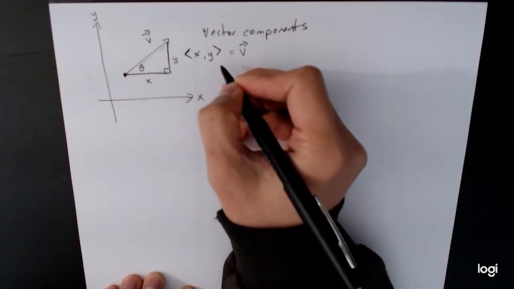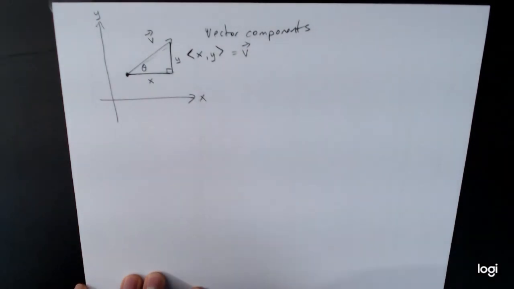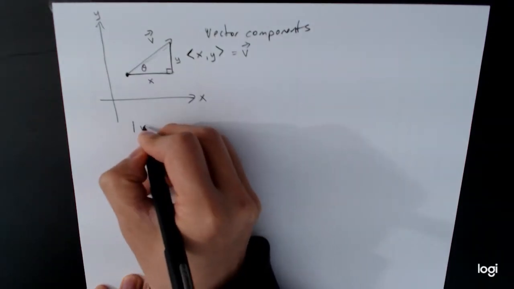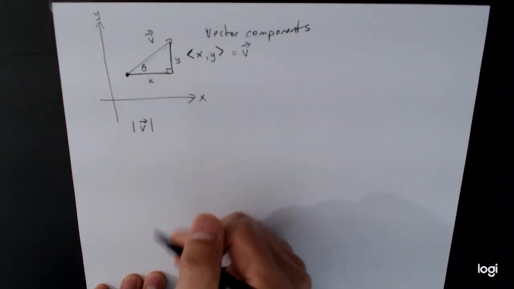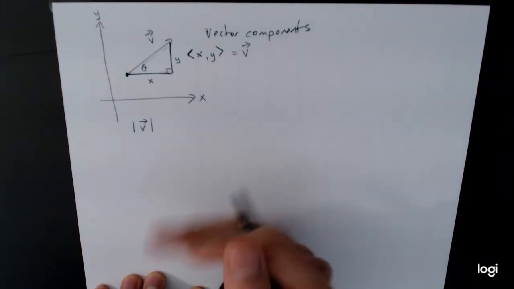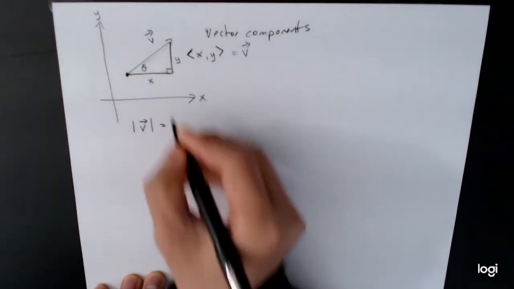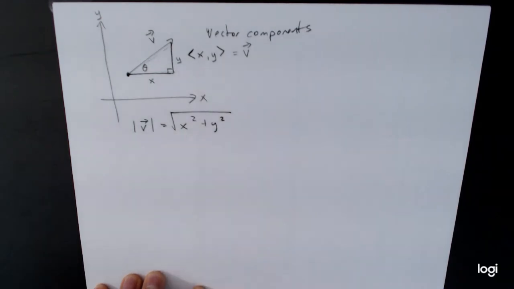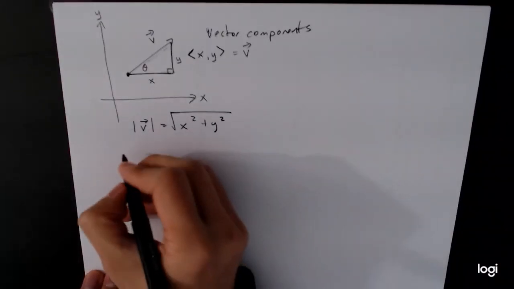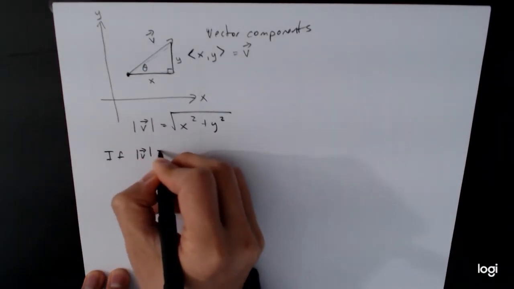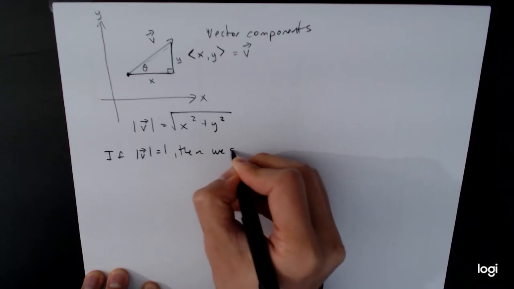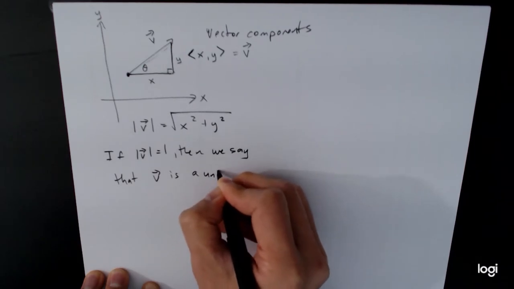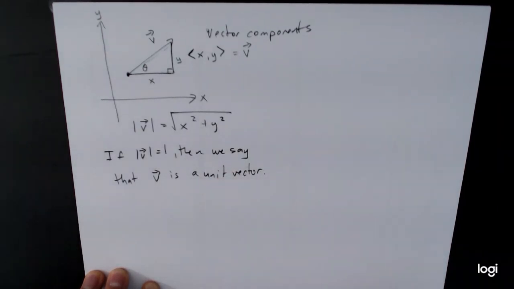And so we call this the x component of the vector and the y component of the vector, the components of the vector. And so once we have this, we can draw a right triangle from this, and we can then figure out the length of the vector, which we denote like this. These look like absolute value signs. This is usually called the length or sometimes the magnitude of the vector. And if we just take a look at our picture, we know that the length of that vector is going to be the square root of x squared plus y squared. If it turns out to be the case that the length of v is equal to 1, then we say that v is a unit vector. So when we talk about unit vectors, we're talking about vectors of length 1.